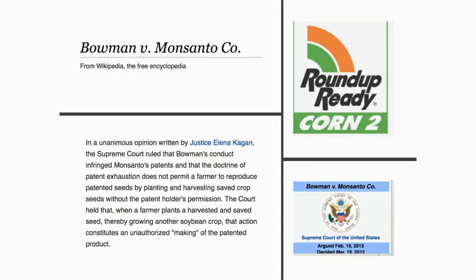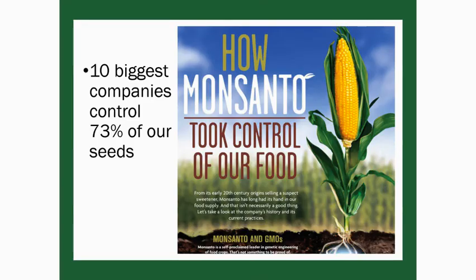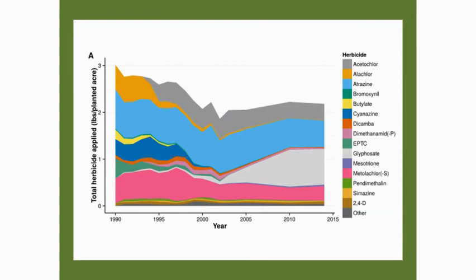This is an example of one, Bowman versus Monsanto, where the Supreme Court unanimously ruled in favor of Monsanto's patents. Of the types of seeds that are out there, the 10 biggest companies control almost 75% of the seeds that are available. If you are a farmer, you might want to just not use those seeds from the big companies, but you don't really have a lot of options.